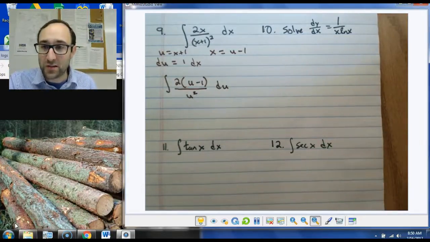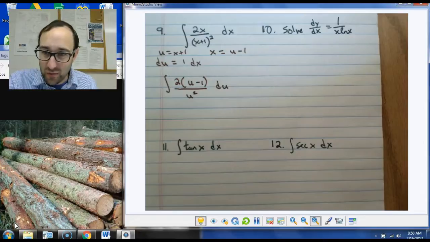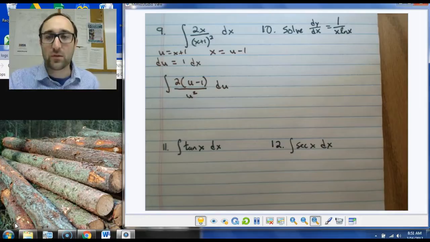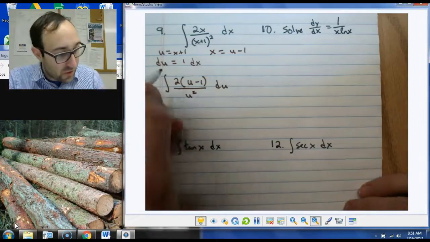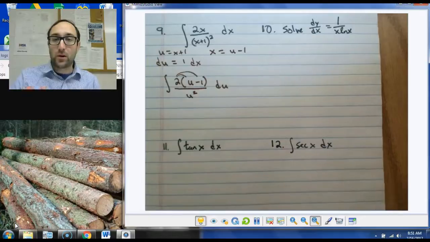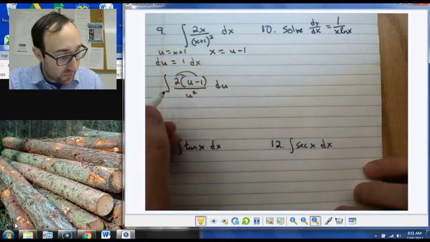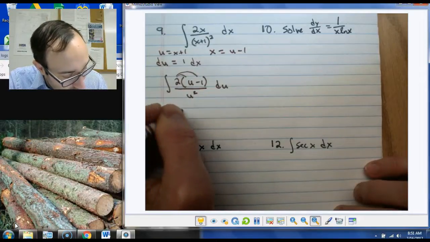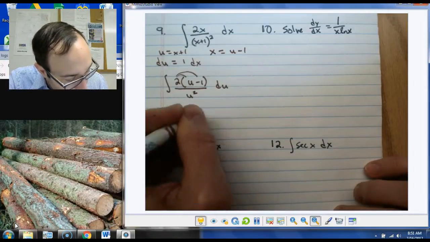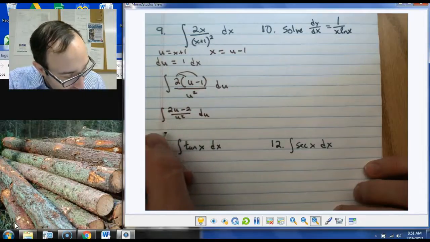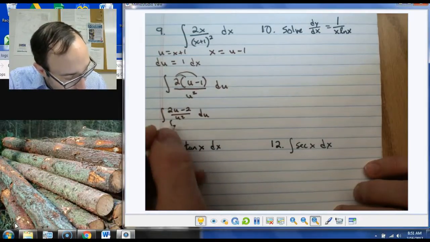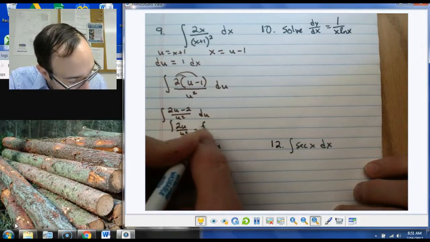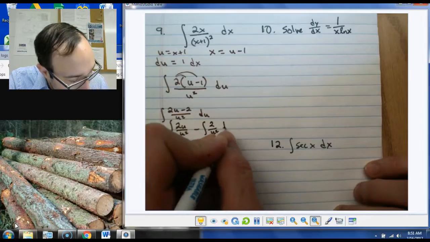Now you say, how does that really help, Mr. Berman? Does it really help? I'm really nervous. Okay, let me help you out. What we're going to do is distribute that 2 and break it apart into 2 separate integrals. So this is the same as the integral of 2u minus 2 over u squared du, which is the same as the integral of 2u over u squared minus the integral of 2 over u squared du.